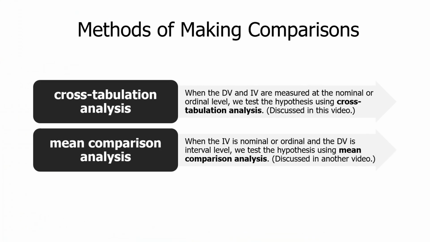When the dependent and independent variables are measured at the nominal or ordinal level, sometimes called categorical variables, we test the hypothesis using cross-tabulation analysis. When the independent variable is nominal or ordinal, and the dependent variable is interval, we test the hypothesis using mean comparison analysis. Let's look at crosstabs.